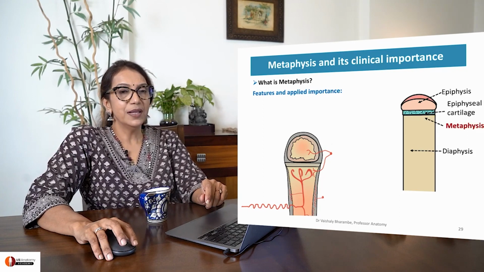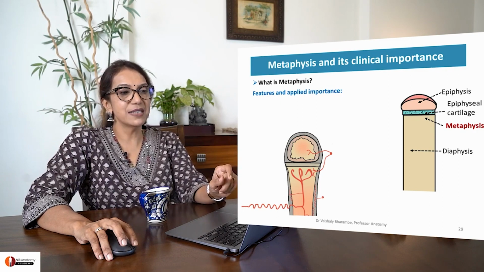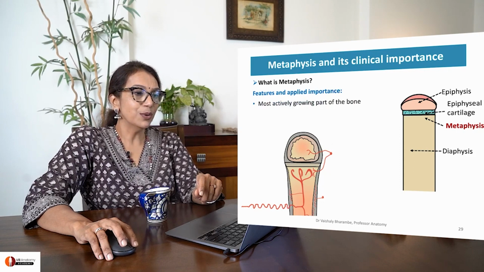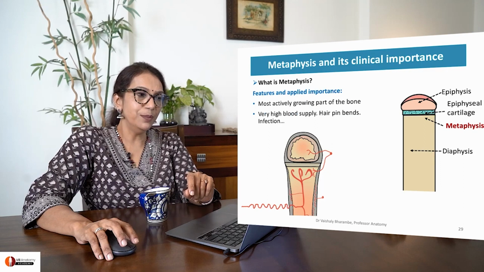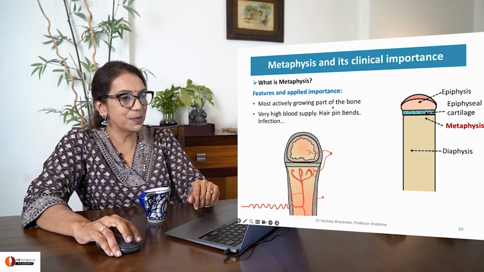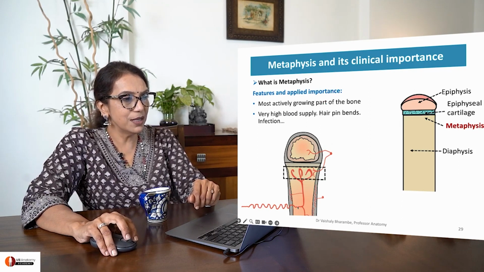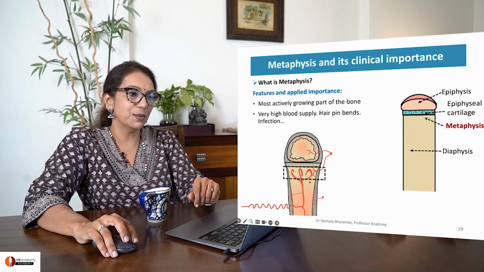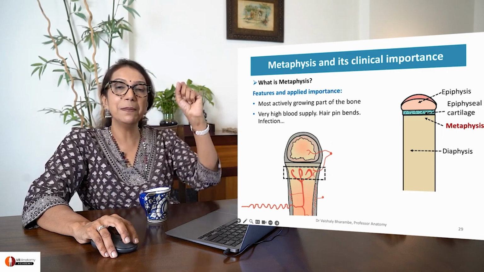As you know, the part of diaphysis immediately adjacent to epiphysis is called metaphysis. Okay, so it is the most actively growing part of bone. It has very high blood supply. Can you come here to this image now? Can you see how it is having blood vessels coming here from the core of the bone, from the metaphyseal arteries, from the epiphyseal arteries, and there are blood vessels forming hairpin bends.